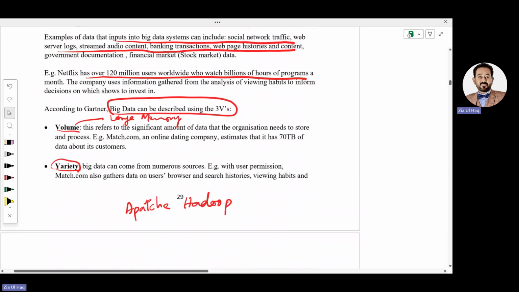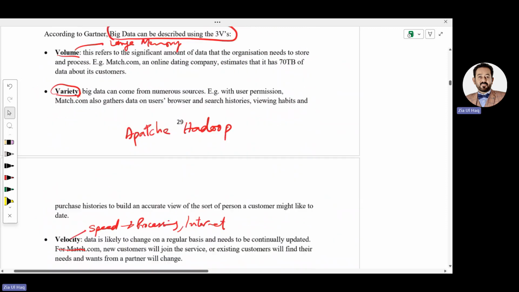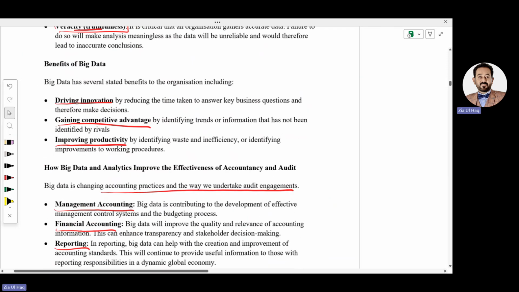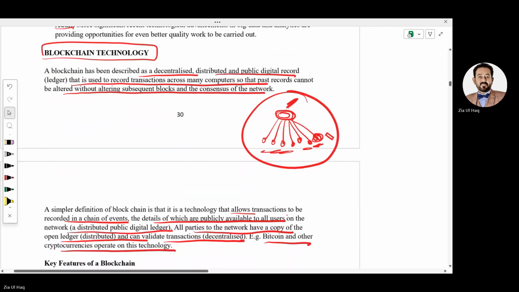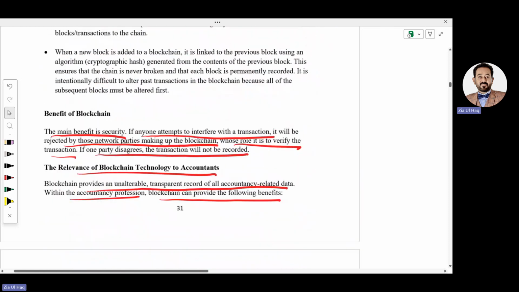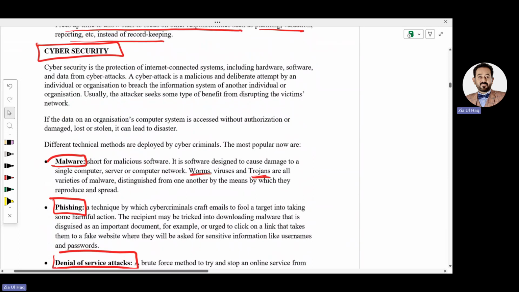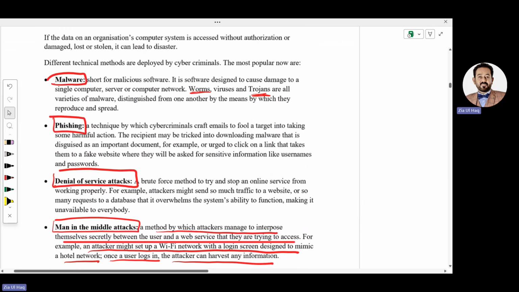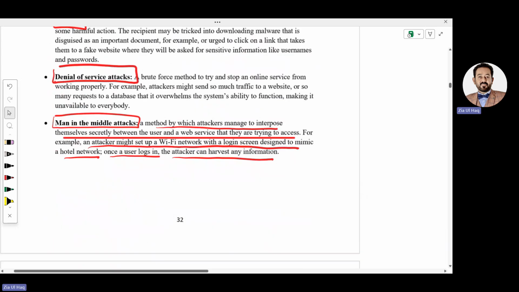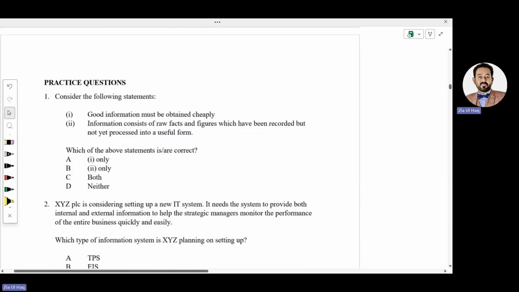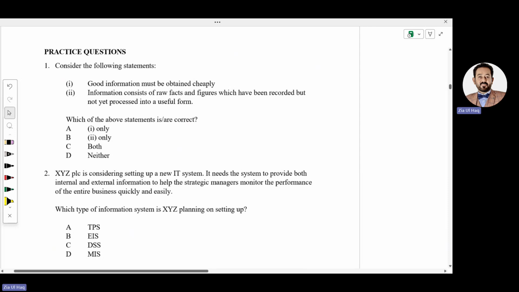Its 4 features, meaning the 4 V's. Advantages of big data. What is blockchain technology? Key features. Benefit of blockchain: cyber security. Different types of viruses that affect the system. Now moving towards MCQs relating to chapter 4.